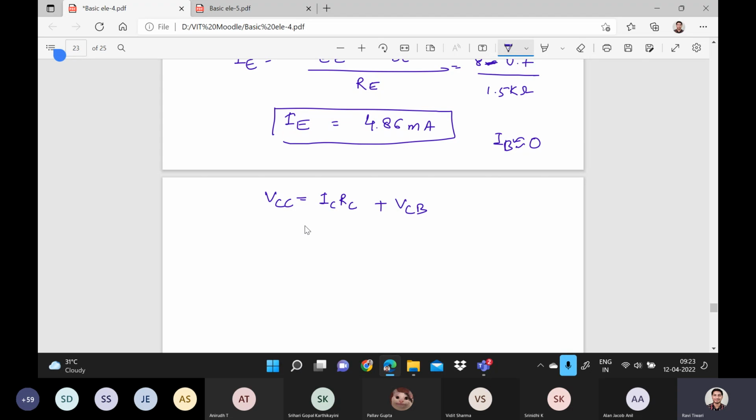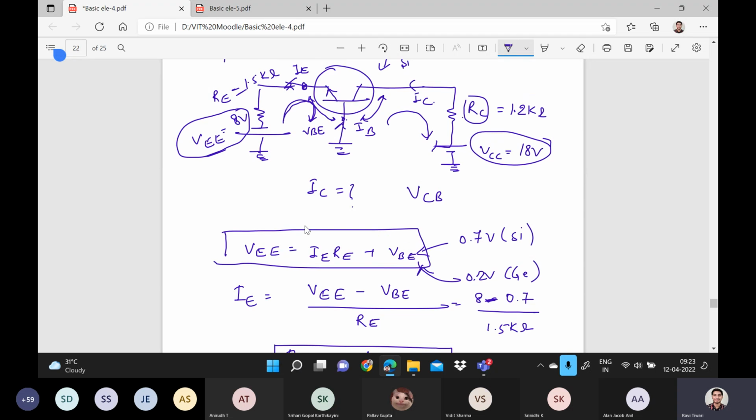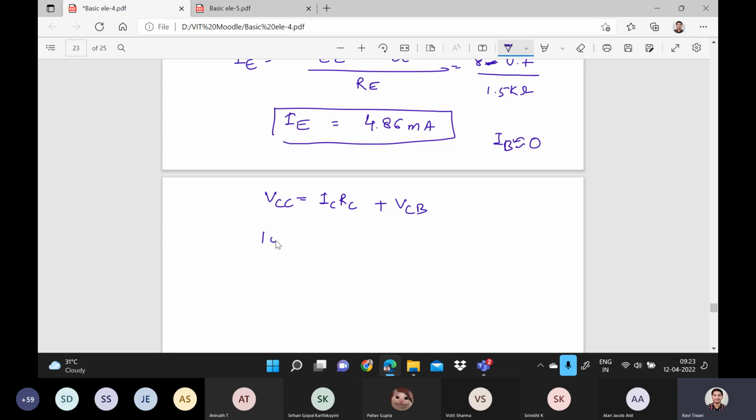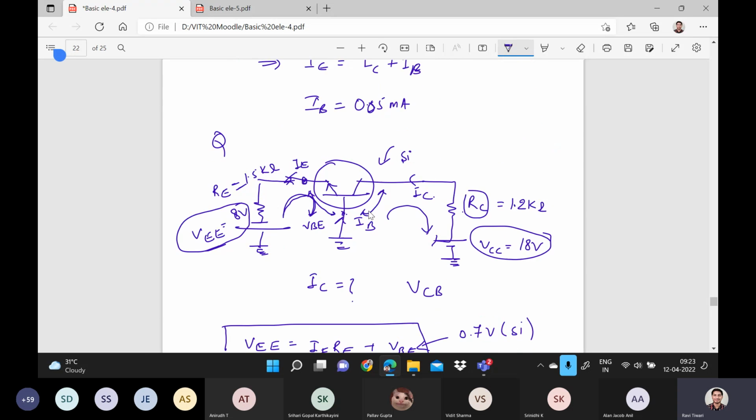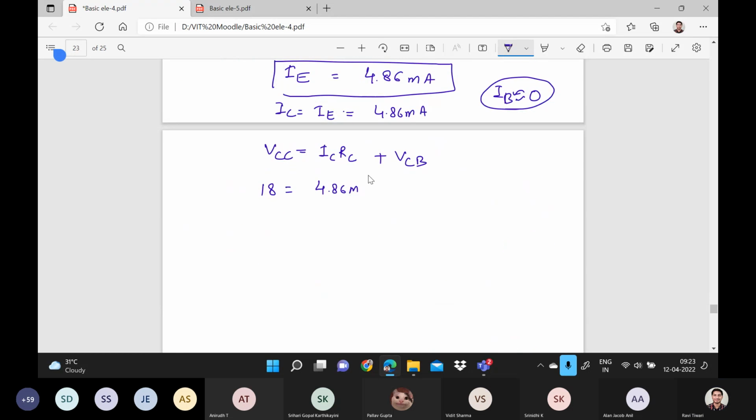Okay, so VCC that we got is what? 18 volts. So you just put 18 volts here. I assumed IB is equal to 0. In that case, IC will be equal to IE, and that is equal to 4.86 milliamps, right? So you can put 4.86 milliamps here, and RC is what? 1.2 kilo ohms. So you can multiply with 1.2 kilo ohms plus VCB. Can you find out the value of VCB from here?